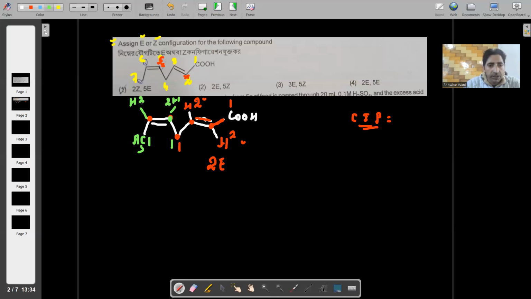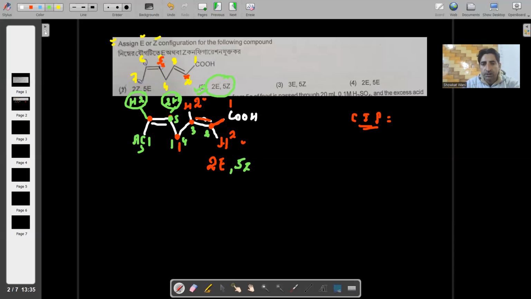Now you can see over here the similar priority groups are on the same side across the carbon-carbon double bond. So at this position of the alkene, this will have Z configuration. Now let us see, this is carbon 1, this is carbon 2, this is carbon 3, carbon 4, carbon 5. So at carbon 5, there is Z configuration. So it is 2E5Z. So the correct option becomes option number 2, that is 2E5Z.